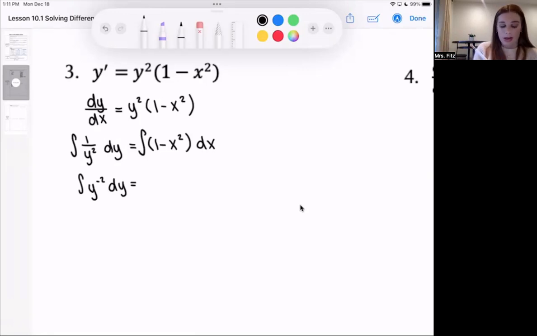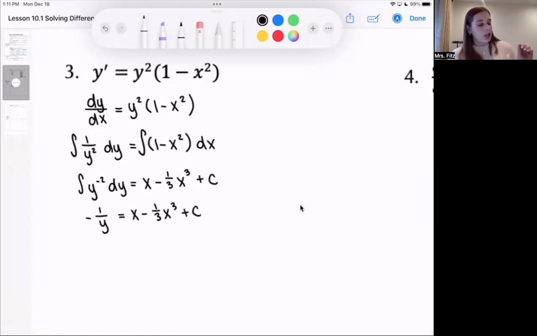So the integral of 1 is x minus the integral of x squared is 1/3 x cubed. And then don't forget your plus c. The integral of y to the negative second would be negative y to the negative first, which we could just write as negative 1 over y, which equals x minus 1/3 x cubed plus c.